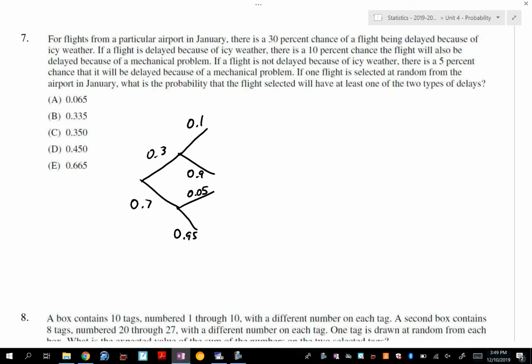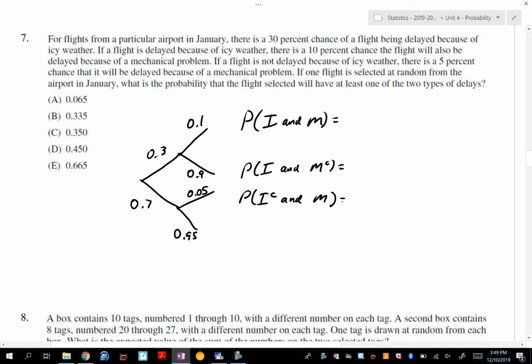You guys remember when we did tree diagrams, as you go across the branches, you must multiply. So this is ice delay and mechanical delay. This one is ice delay and no mechanical delay. This one is no ice delay and mechanical delay. And this one is no ice delay and no mechanical delay. And start multiplying.